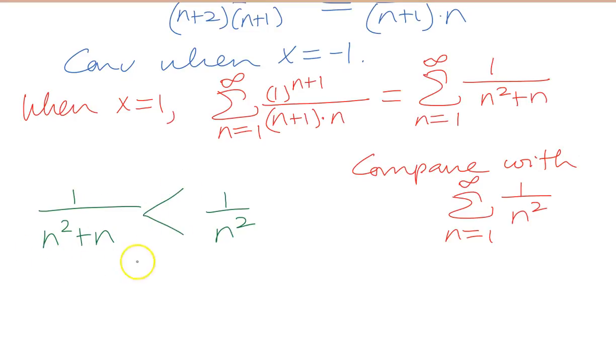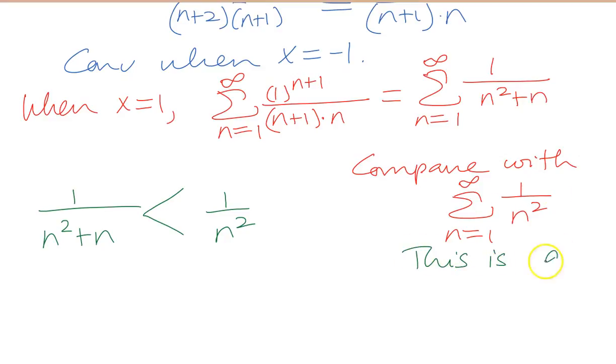This one is smaller, right? Because the denominator here is larger. So if you could show that this one converges, in other words, if the larger series converges, then the smaller series must converge by the direct comparison test, right? So what do we know?